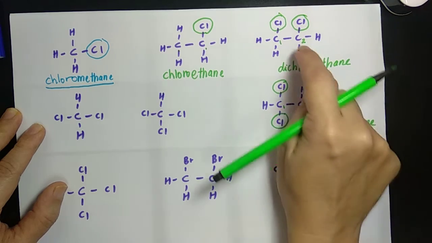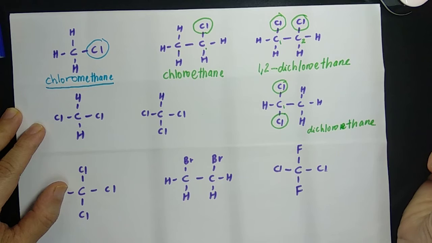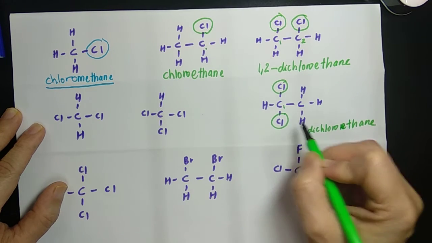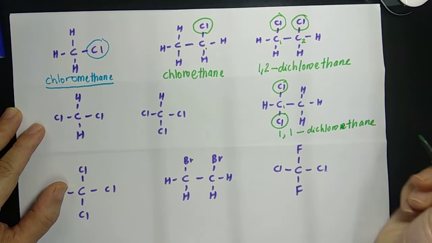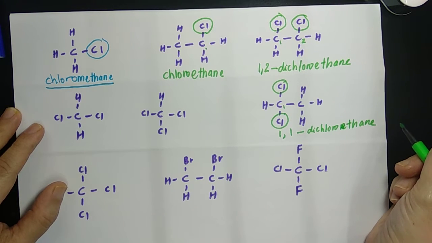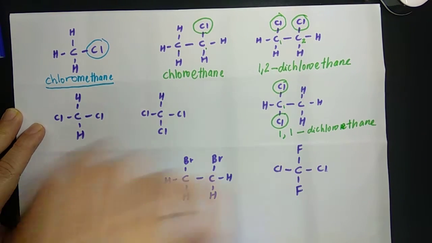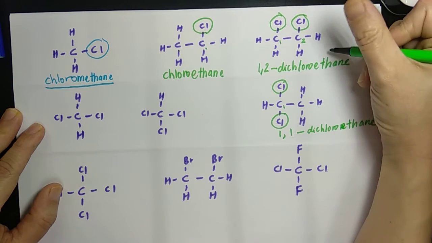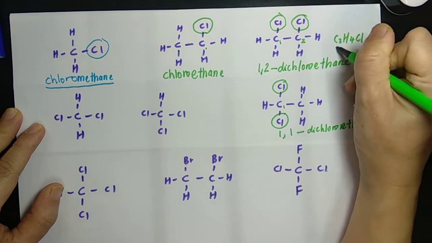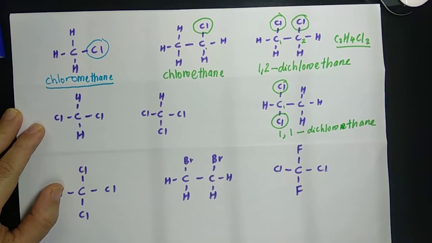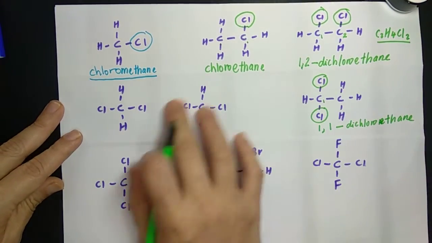So this one, because it's the first and second carbon, is called 1,2-dichloroethane. However, this one, because they are both on the first carbon, is called 1,1-dichloroethane. So it's two very different molecules, and you have to understand they are isomers of each other, meaning that they are both C2H4Cl2. Same molecular formula, different structural formula. Got that?